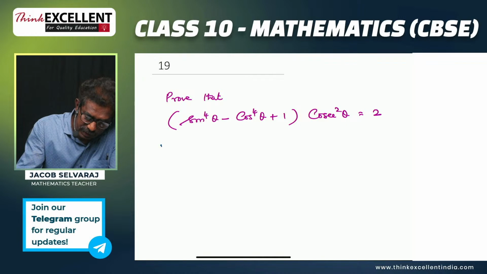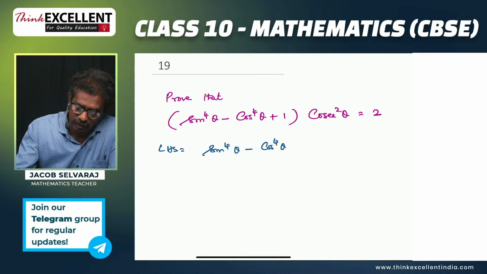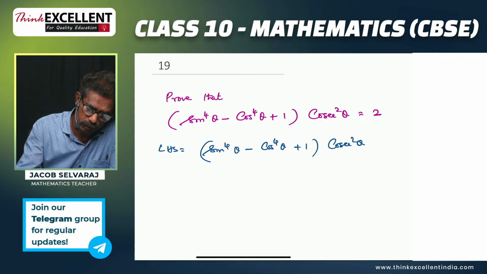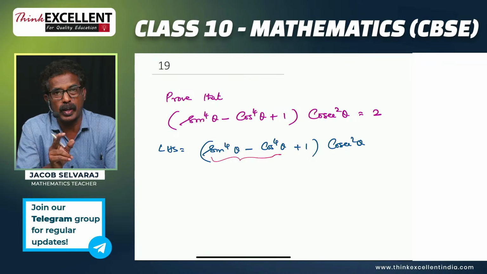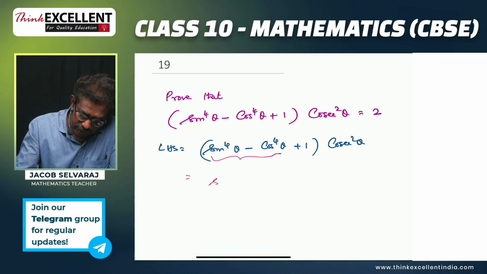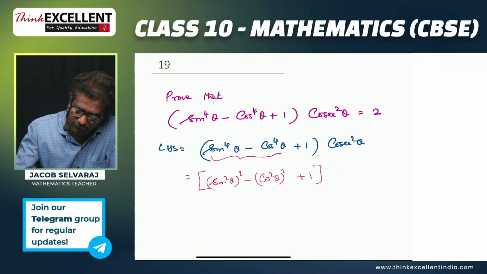So we start with LHS. Sin power 4 theta minus cos power 4 theta. This part you have to simplify, into cosecant square theta. So can you simplify this part? We have the formula for cube, and we have a formula for square also, right? a square minus b square is a plus b into a minus b. So what can you do here? Sin square theta the whole square minus cos square theta the whole square, plus 1. That is 1. Another factor is cosecant square theta.